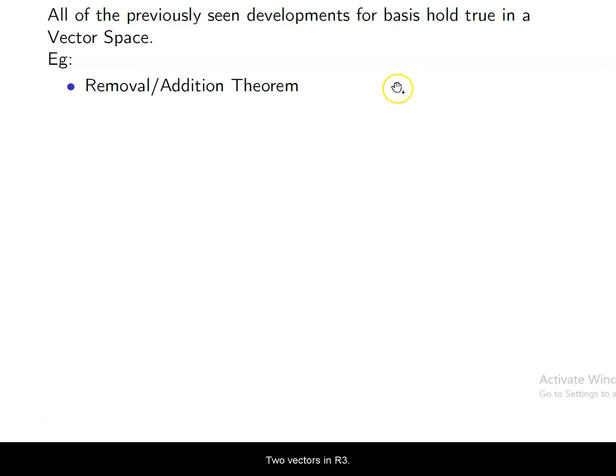There are several big theorems which we're not going to go over in detail, but we'll kind of glaze over, such as the removal addition theorem. This was the theorem that states that if you have a set of vectors that are not a basis for a space, you can add vectors to them to make them a basis. For instance, if they don't span but they're linearly independent, you can continue to add linearly independent vectors until it turns into a spanning set. So if I have two vectors in R3, I can add a third linearly independent vector so that it spans all of R3.